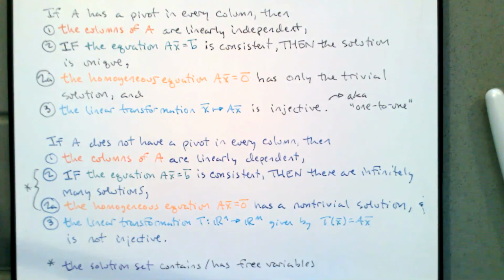Finally, the linear transformation that maps Rn to Rm given by T of x equals A times x is not injective. That one's easy to negate. We just put not in front of the thing.